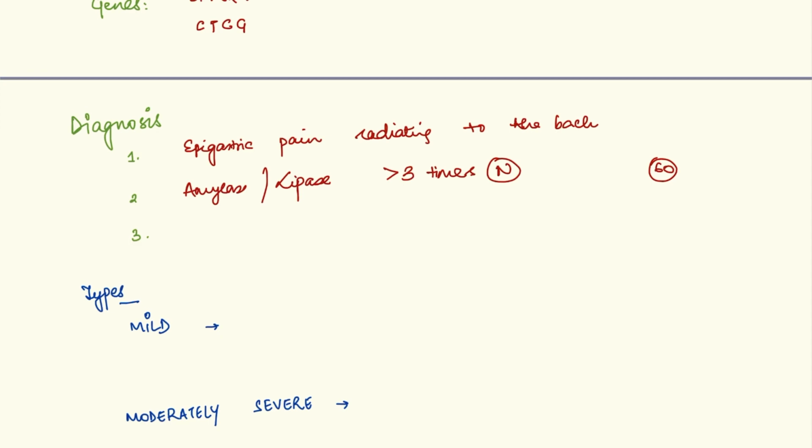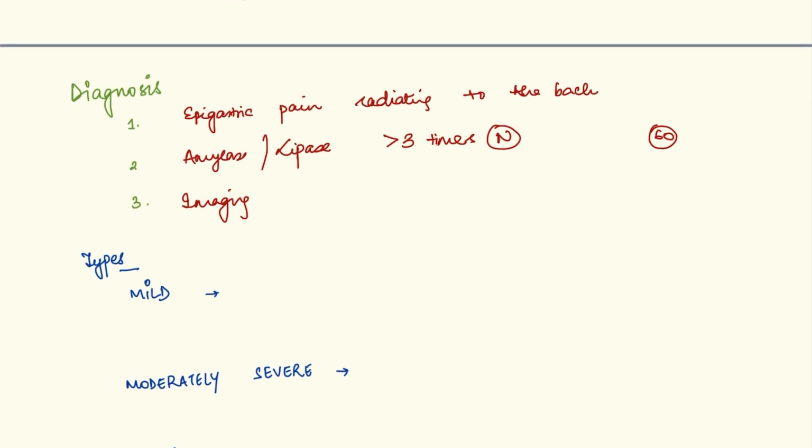The third one which you will have is the imaging. You will do an ultrasound or a CT scan to check if there is any pancreatitis, mild, acute, interstitial, necrosis or not, everything. Out of these three, if any 2 out of 3 are present, then it is diagnostic of acute pancreatitis. This is very important, you need to remember it.